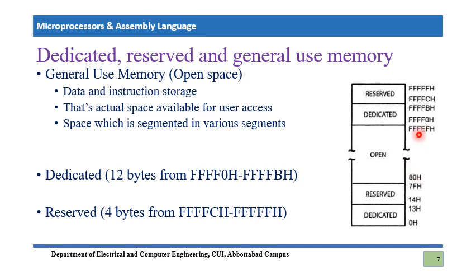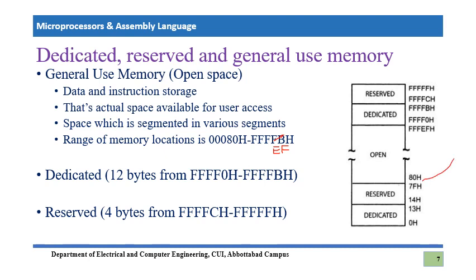So this space is the original space which is available for segments, and it ranges from 80 hex to FFEF hex. So I think there is a mistake. Yes, there is a mistake. Let me correct it. It's EF. So it ranges from 80 hex to FFEF hex, and I hope you can calculate the range by just subtracting this minimum value from this maximum value, as we have done earlier in the last slide.